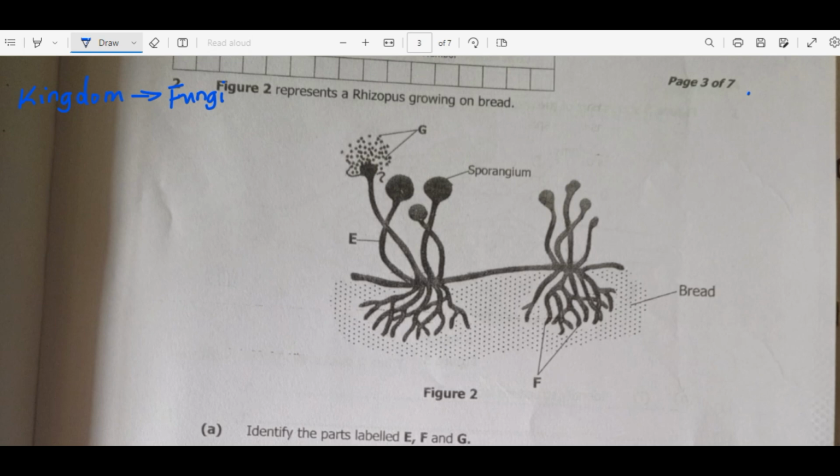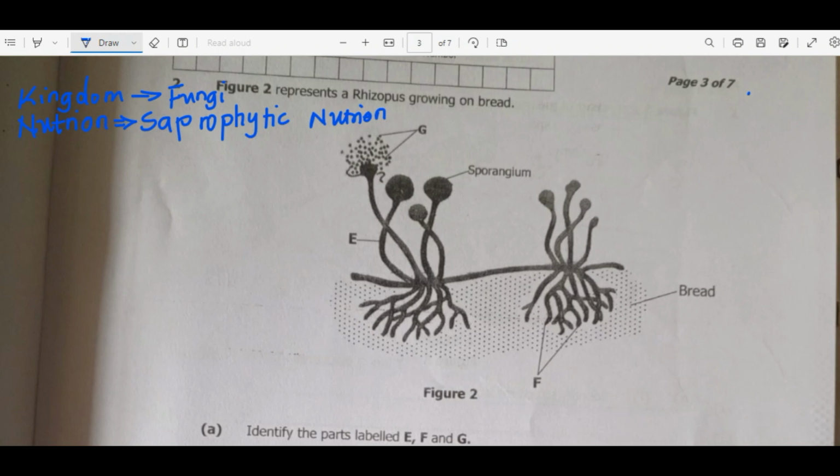Then, apart from knowing the kingdom, what else can we look at here? Let's look at nutrition first. Nutrition can be defined as the process by which living organisms obtain their food from the environment. So a rhizopus has its own ways by which it obtains its food. The type of nutrition associated with a rhizopus is known as saprophytic. So we have saprophytic nutrition.